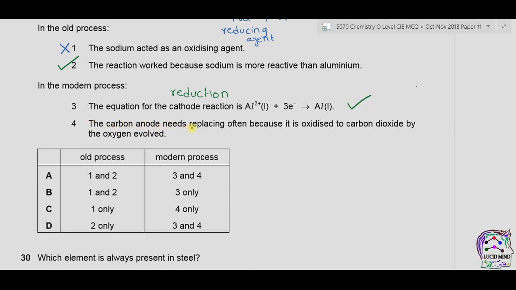4. The carbon anode needs replacing often because it is oxidized to carbon dioxide by the oxygen evolved. This is also true because at higher temperature carbon reacts with oxygen to form CO2. And the anode is depleted in this way, so the anode needs replacing. So in the old process, statement 2 is correct. In the modern process, statements 3 and 4 both are correct. Answer is D.